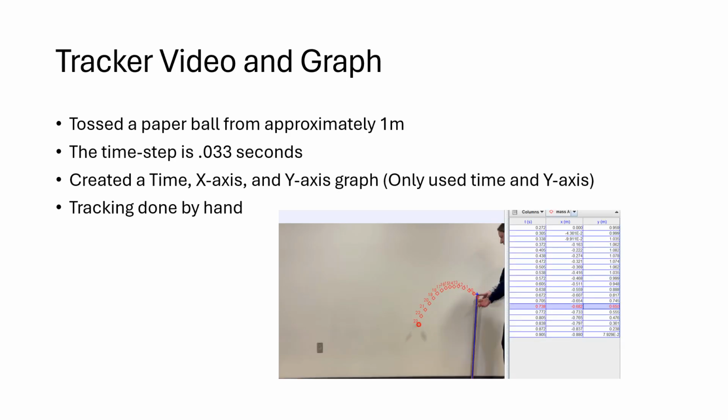This is just an overview of what we did in Tracker. We took a video tossing the paper ball. We tossed it from about 1 meter high. The time step between each calculation is 0.033 seconds. It created a time, x-axis, and y-axis graph, but we only used the time and y-axis. And each tracking location was done by hand.